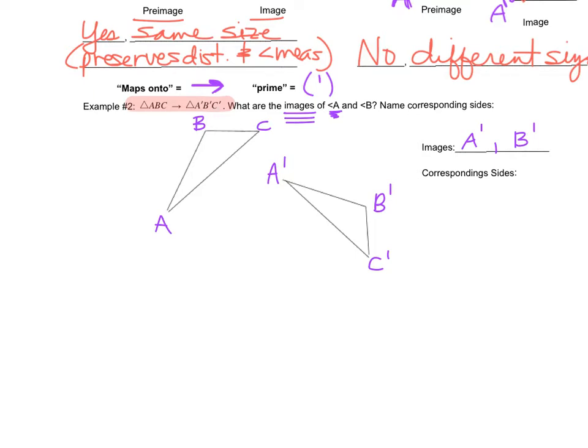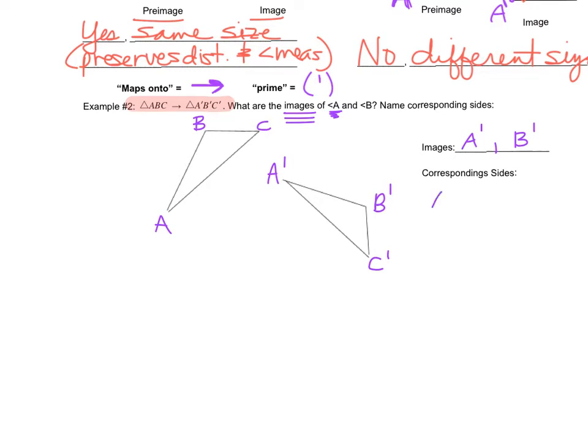And then we're just going to name corresponding sides to make sure that everyone's clear. You guys have done this a million times over, so it shouldn't be anything new other than now there's a prime associated with it, which actually I think makes it easier, right? Because now you don't have to match up ABC with DEF. You match up A with A prime and B with B prime and C with C prime, okay?